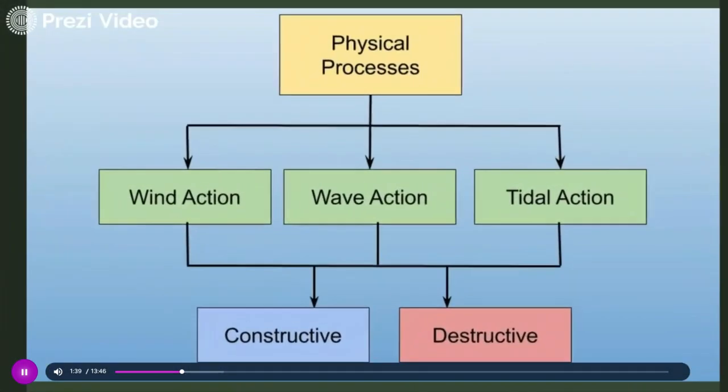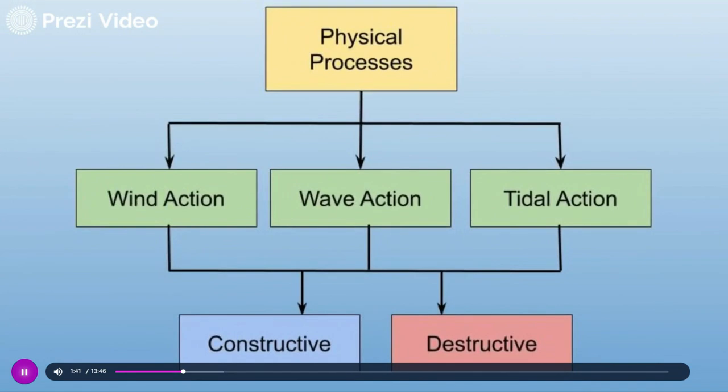The first thing we're going to do is think about physical processes as a whole and break them down into three key categories. These essentially are wind, wave, and tidal action. The wind, the waves, and the tides have an impact upon the physical land mass as we know it, and they can act in two key ways. They can be constructive or destructive.